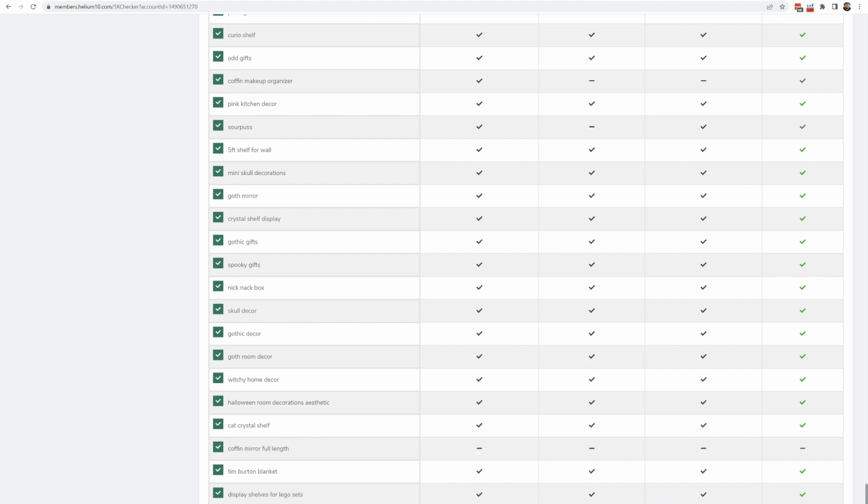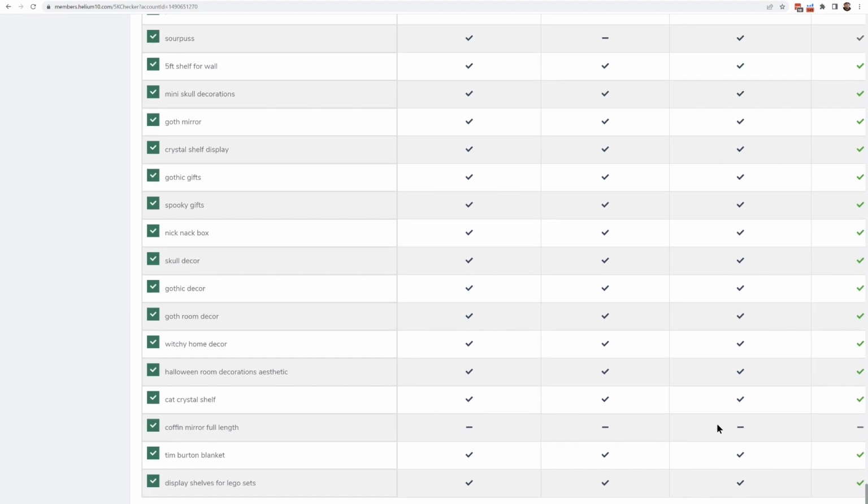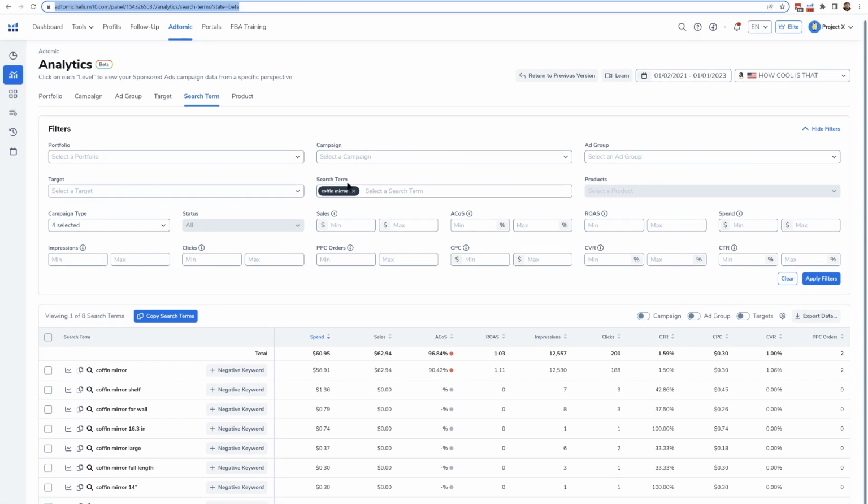Here is one that failed all 3 index checks. It was no on all 3, yet they were ranking for it organically. And the keyword is coffin mirror full length. All right. So if I go into Atomic and I type in coffin mirror, sure enough, I actually got sales for coffin mirror as a keyword in Amazon advertising. And I actually had a 33% click-through rate for coffin mirror full length.